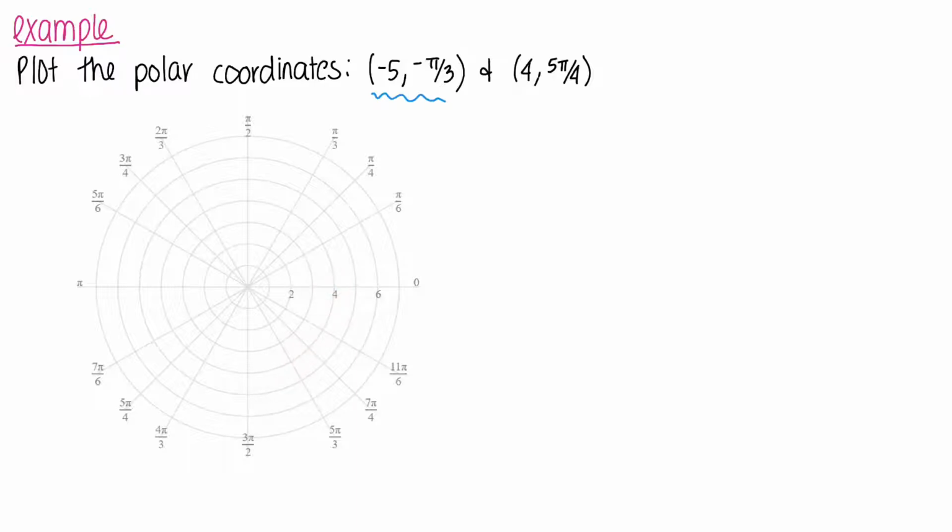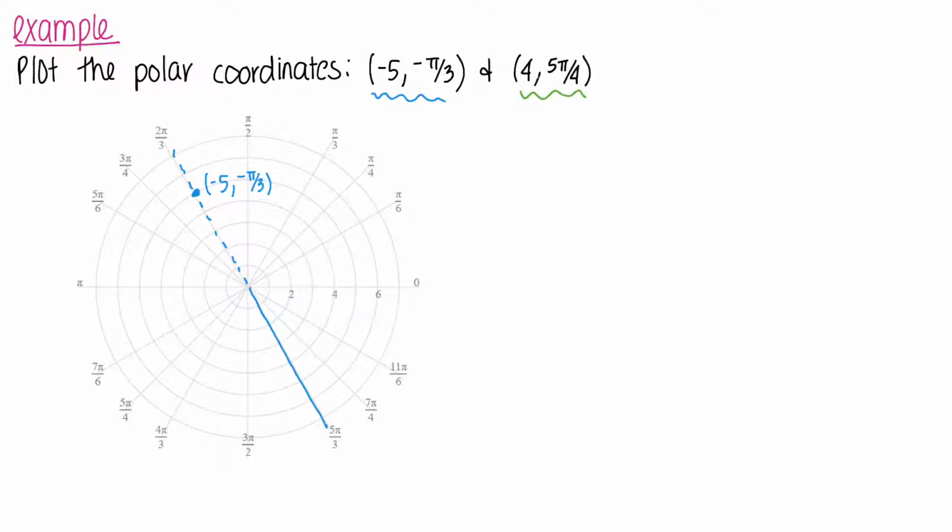Right? So I'm going to highlight the line. This would be the forward direction, but our r is negative, so we need to be going directly backwards from there. So instead of going forward 5 units, we're going to be going backwards 5 units. So 1, 2, 3, 4, 5. I think that's right. So this is negative 5 comma negative pi over 3.